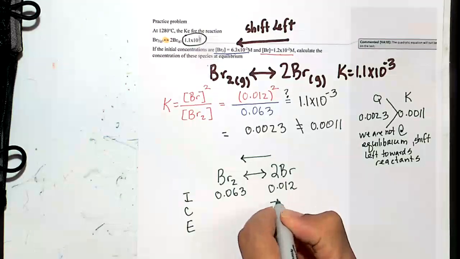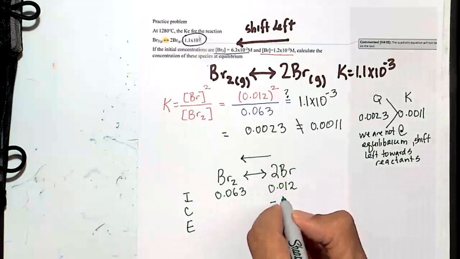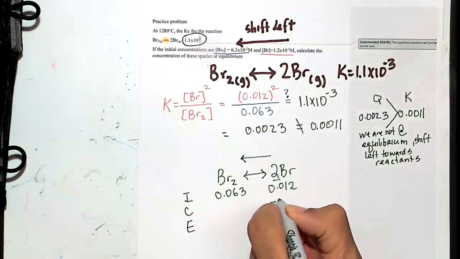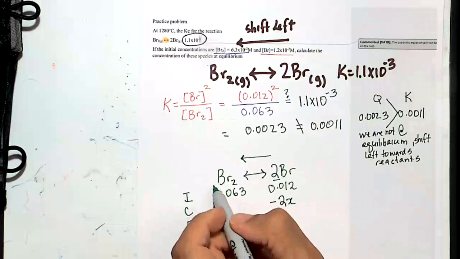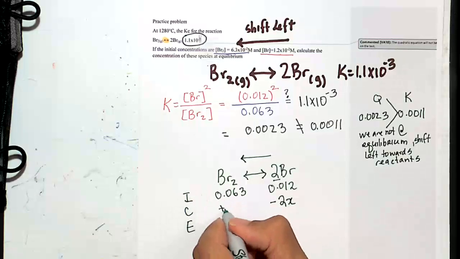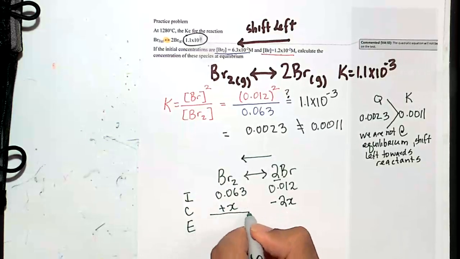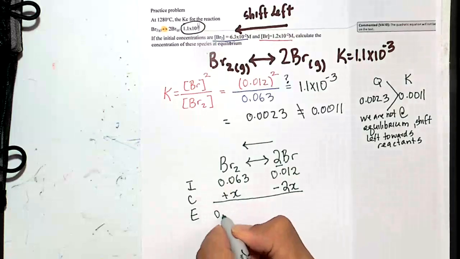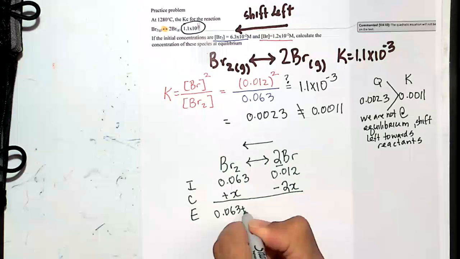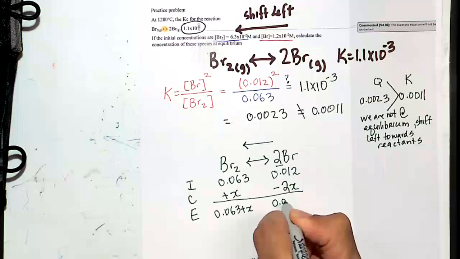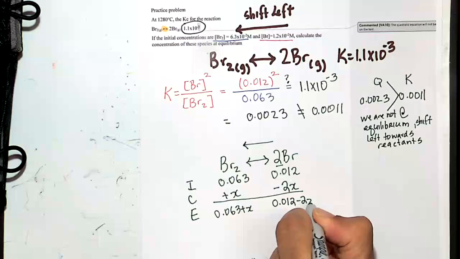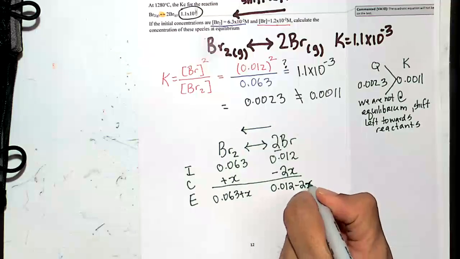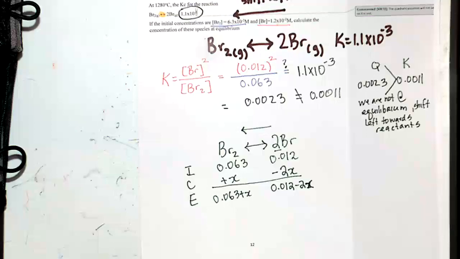So this is going to be not minus x, but minus how much x? Minus 2x. And this is going to be what? Plus x. Okay, so at equilibrium, this will be 0.063 plus x, and this would be 0.012 minus 2x.